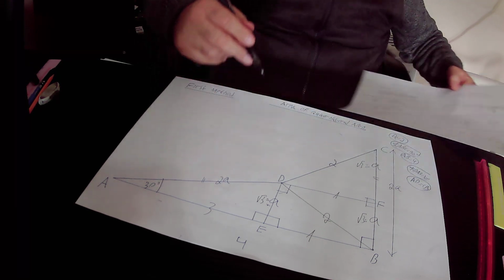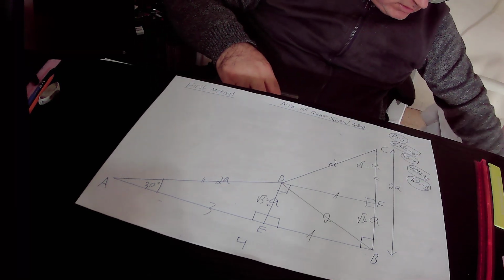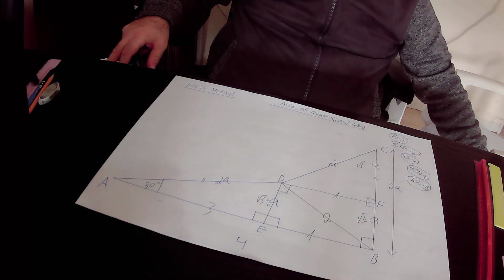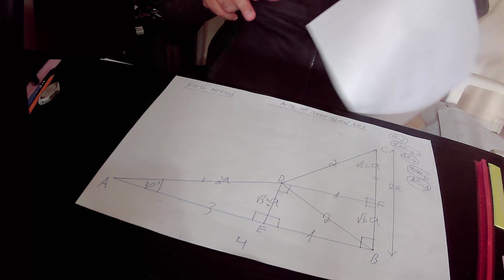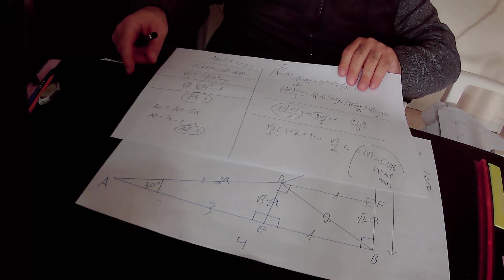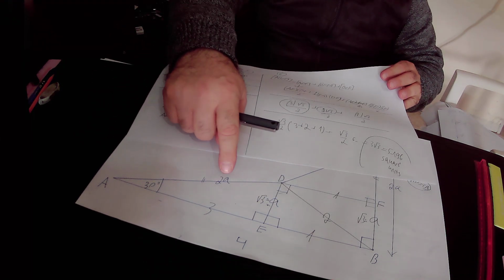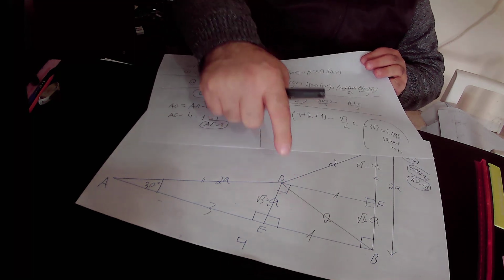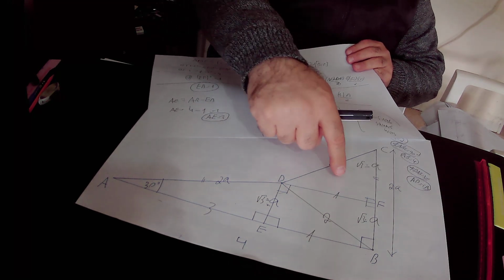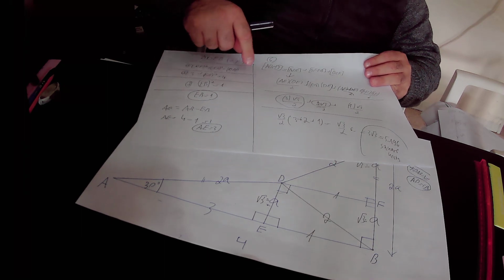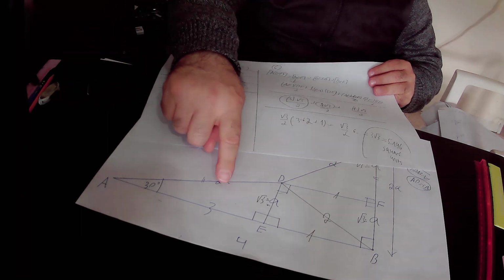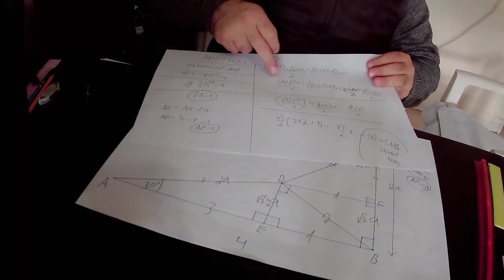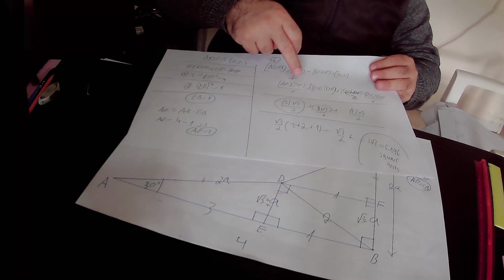Now it is very easy to find out the area of quadrilateral ABCD. The area of quadrilateral ABCD equals the area of the right triangle ADE plus the area of rectangle DFEB plus the area of the right triangle DFC. The area of the right triangle ADE equals the base of the triangle, that is AE, times the height, that is DE, over 2.